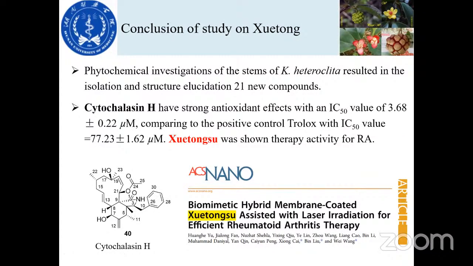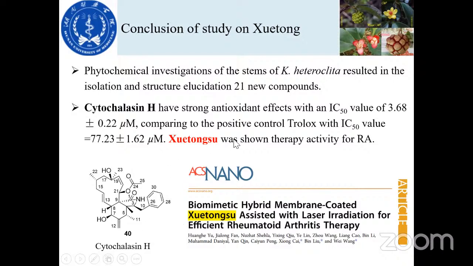So we think that because the stems of Xue grow in the forest for many years, there may be microbes existing in the stem. That's why we isolated this compound from Xue.